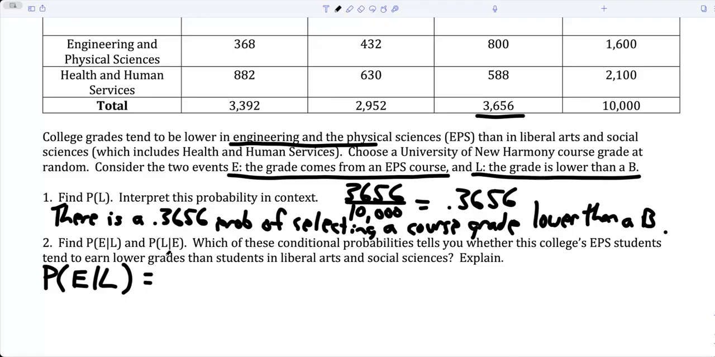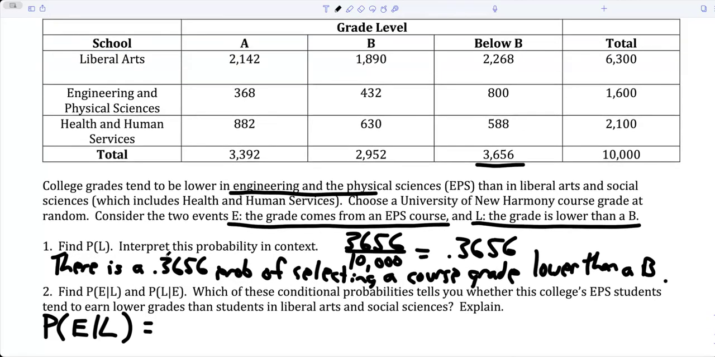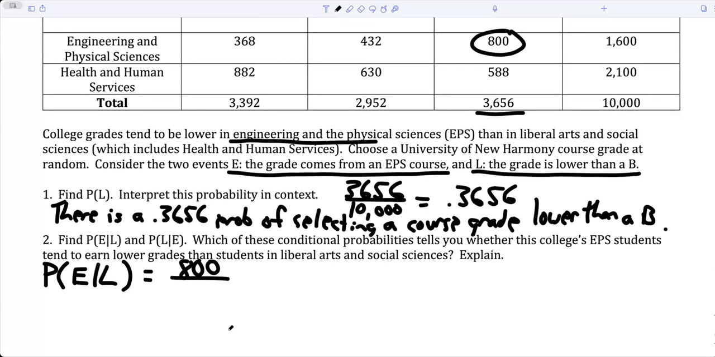So we're gonna find the intersection. And the intersection of engineering and physical sciences and lower than a B is that number right there, which is 800. So we've got 800 divided by the condition. And the condition, what's the total number of grades lower than a B? 3,656. Which is 0.219.